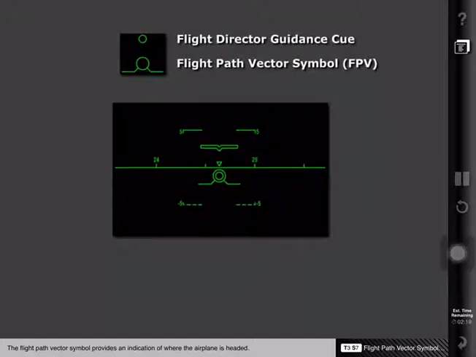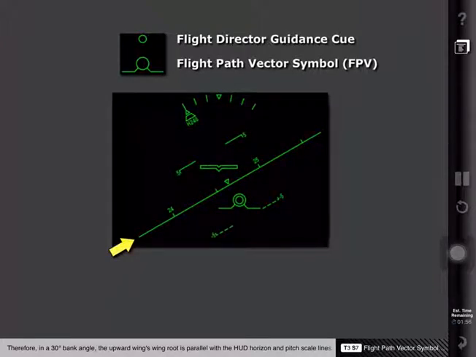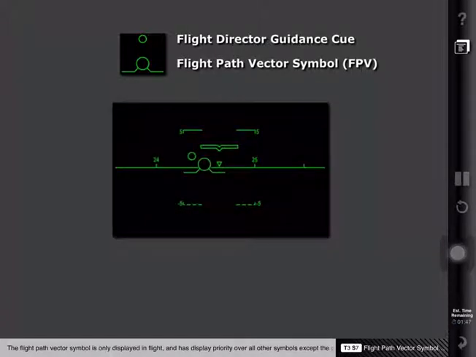The flight path vector symbol provides an indication of where the airplane is headed. The flight path angle is indicated by the position of the center of the flight path circle relative to the pitch scale. The flight path vector symbol's gull wing wing roots are angled downward 30 degrees to the horizontal. Therefore, in a 30-degree bank angle, the upward wing's wing root is parallel with the HUD horizon and pitch scale lines.